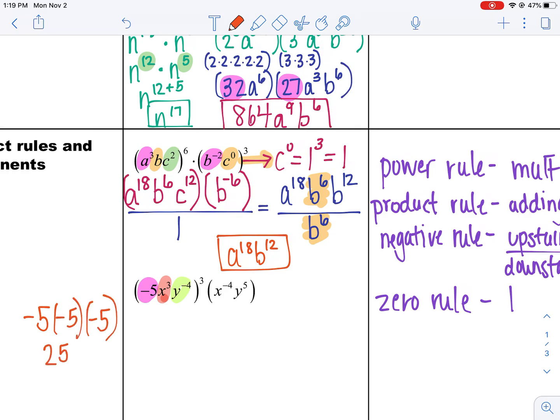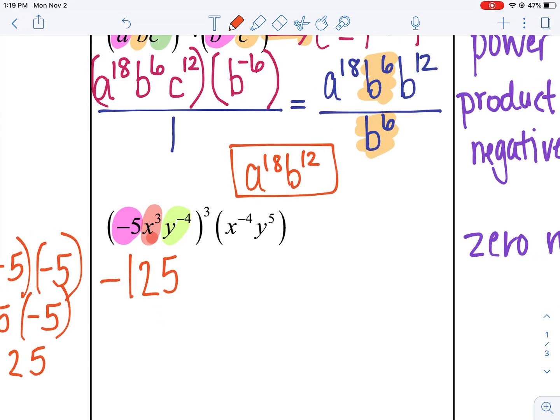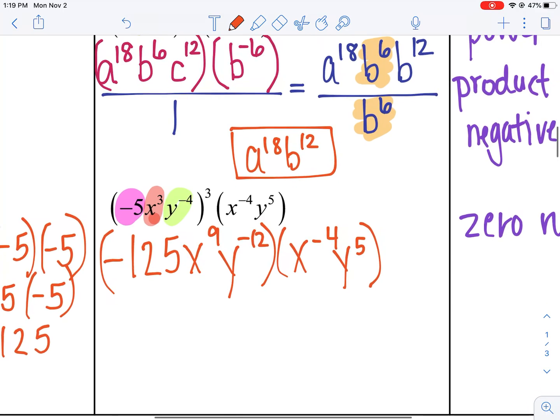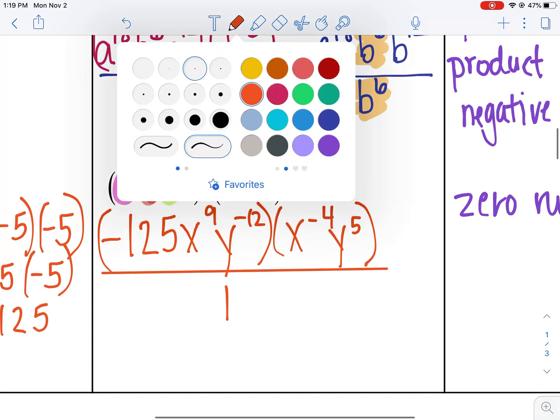So I get positive 25 times negative 5, which is negative 125. Now I apply that 3 to the x, so 3 times 3 is 9. I apply that 3 to the negative 4, which is y to the negative 12th, and I keep my parentheses. I don't have any powers over here, so I can technically just rewrite it to bring it down in my problem before I create my upstairs and my downstairs, because I see that I have 2 negative exponents.